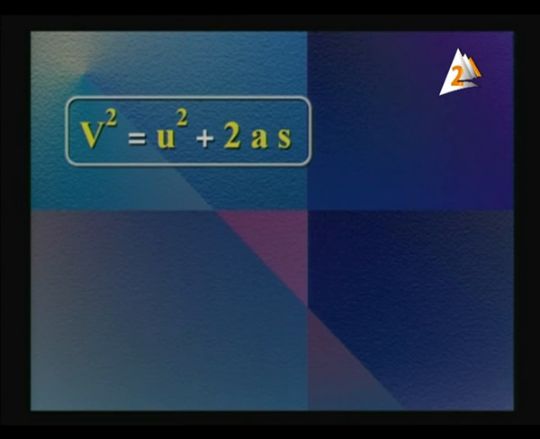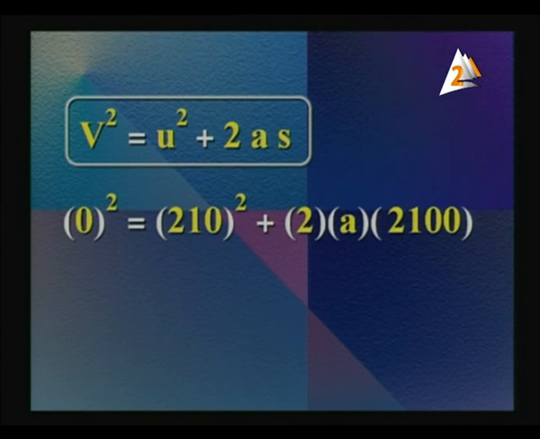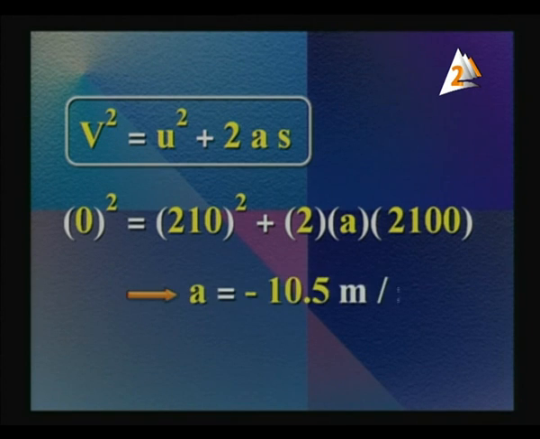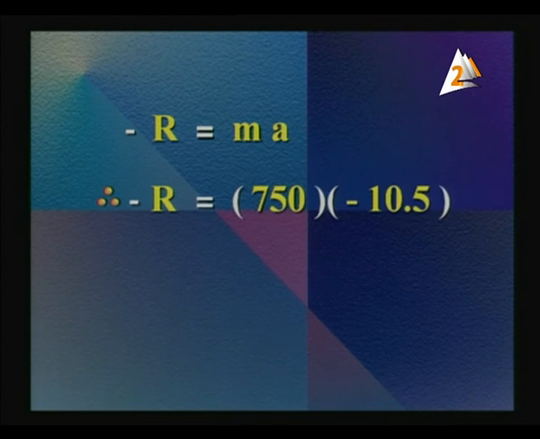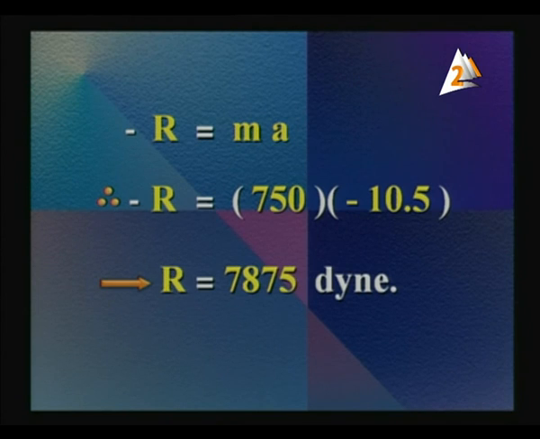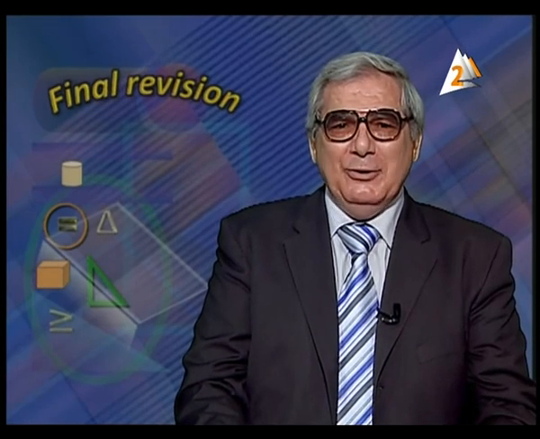As second required, since V square equal U square plus 2AS, by substituting we get that 0 square equal 210 square plus 2 times acceleration A times 2100, or A equal minus 10.5 meter per second square. And the equation of motion is given by minus R equal MA. So minus R equal 750 times minus 10.5, which gives R equal 7,875 dyne. With my best wishes for all of you, thank you and goodbye.